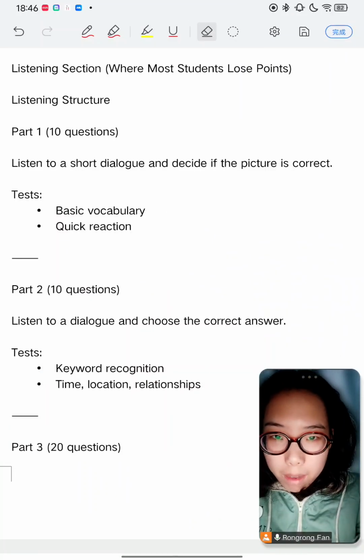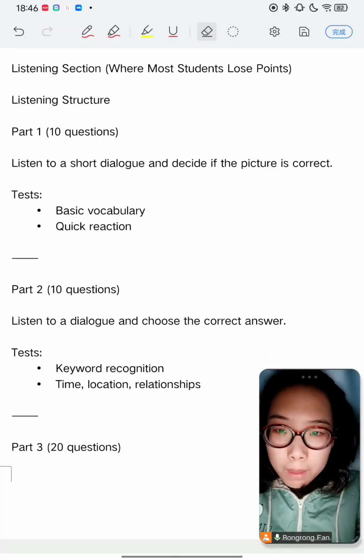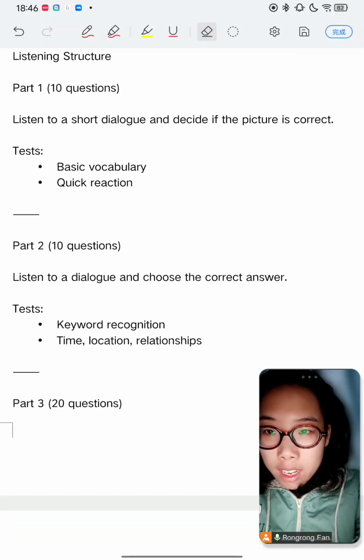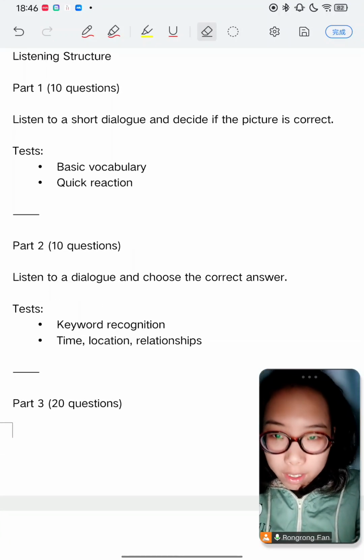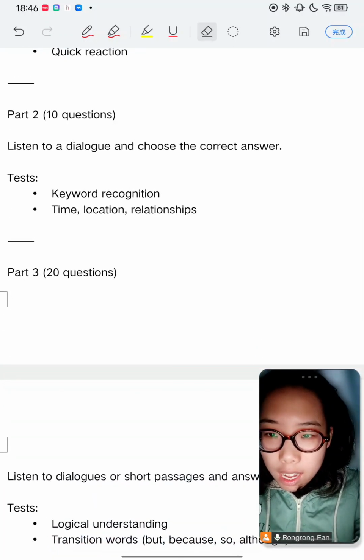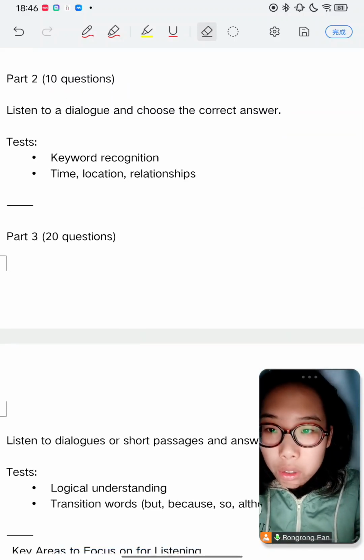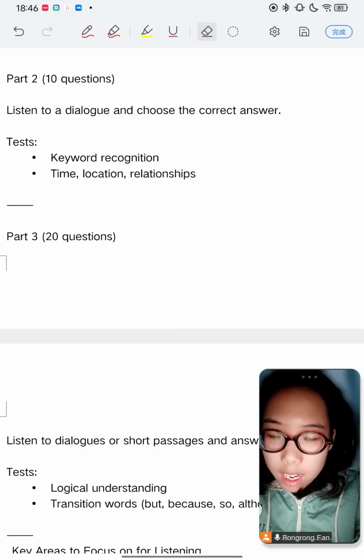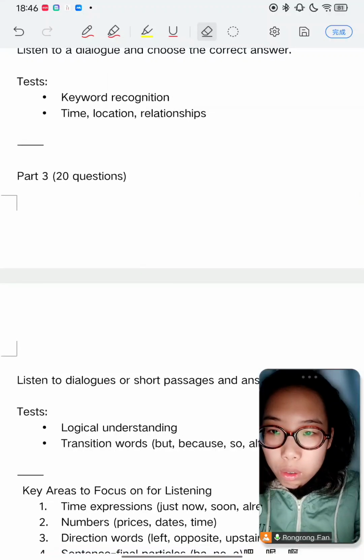For the listening section, where most of you lose points, here is the structure. In Part 1, you have 10 questions. Listen to a short dialogue and decide if the picture is correct. It tests your basic vocabulary and quick reaction. Then Part 2 has 10 questions. Listen to a dialogue and choose the correct answer. For this part, you should know the key words, for example, time, location, and relationships.